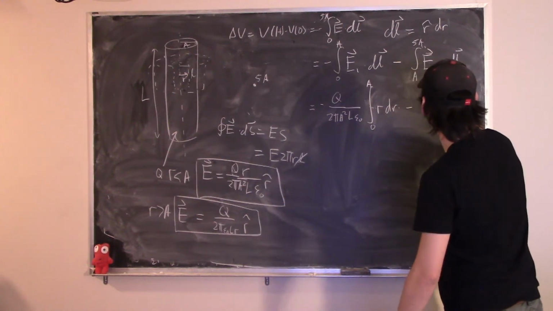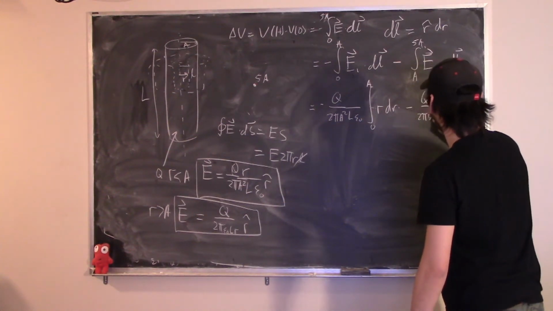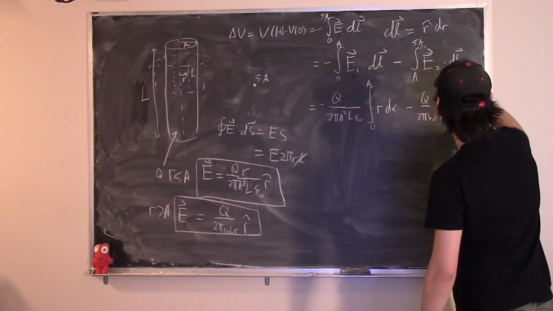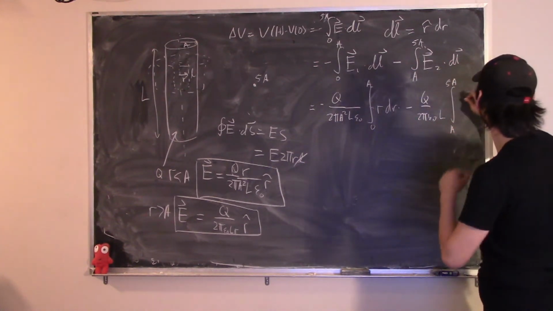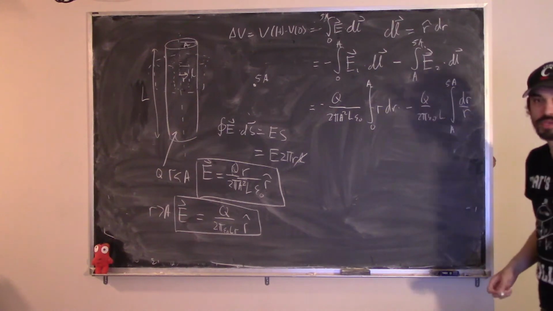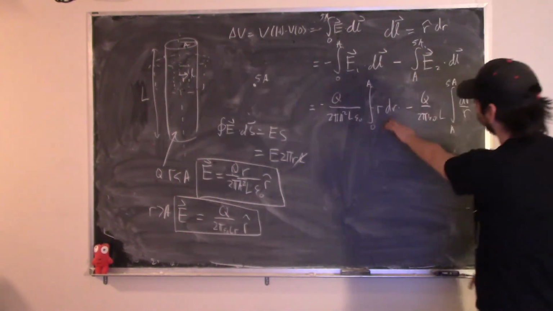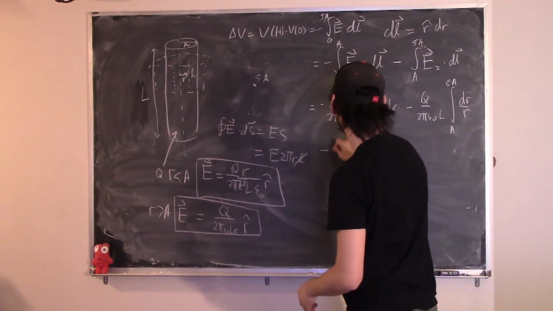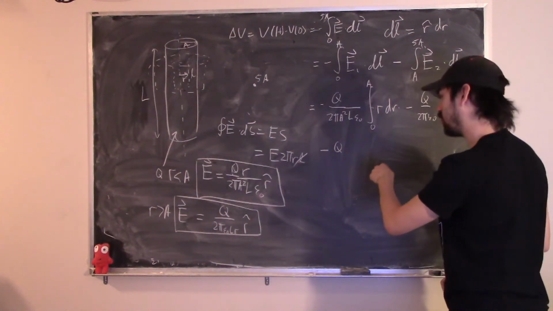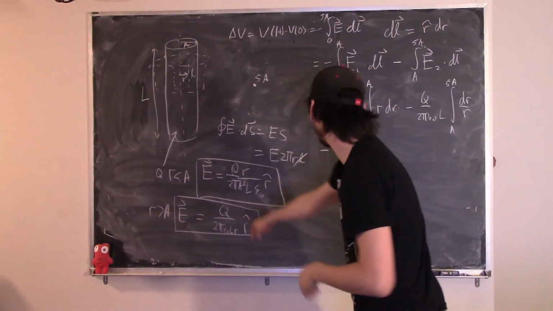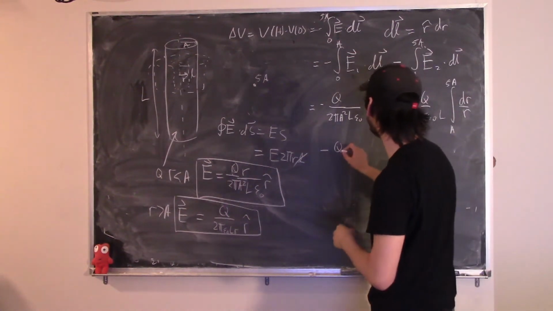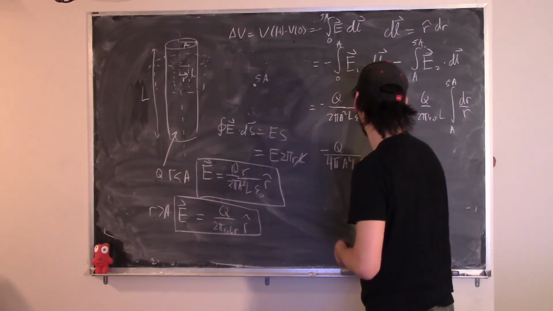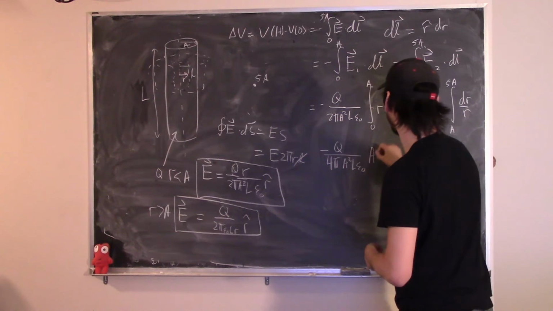Minus, this is going to be Q divided by 2 pi epsilon naught L, the integral from A to 5A of dr over r. Okay. So now we can evaluate these integrals. These are pretty straightforward. This one's just going to give me r squared divided by 2, and so that's going to be minus Q. I'm actually, did I lose something here? No, I didn't. It's fine. This is going to be minus Q divided by 4 pi A squared L epsilon naught times A squared.